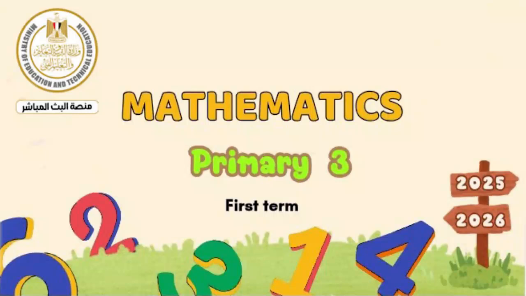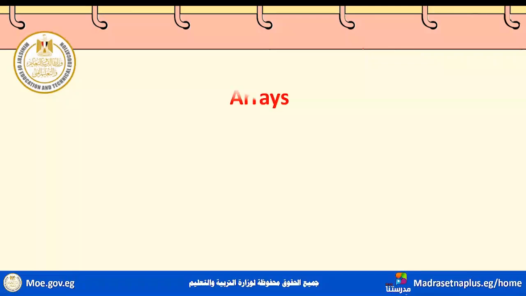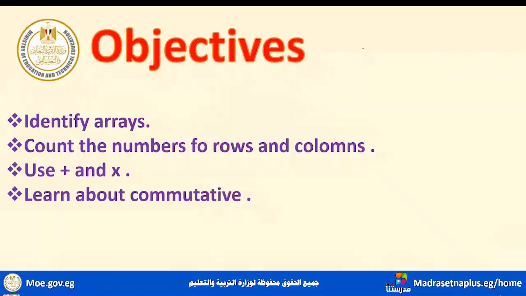Today, inshallah, we'll study 3 lessons about chapter 2. From the beginning, we should know how to identify arrays, how to count the numbers of rows and columns, and how to use plus and times for repeating addition and for multiplication. We should know finally something about the commutative property in times.